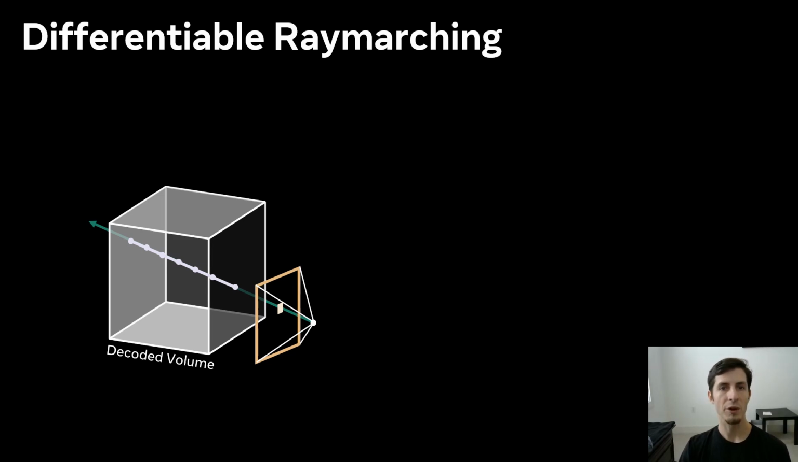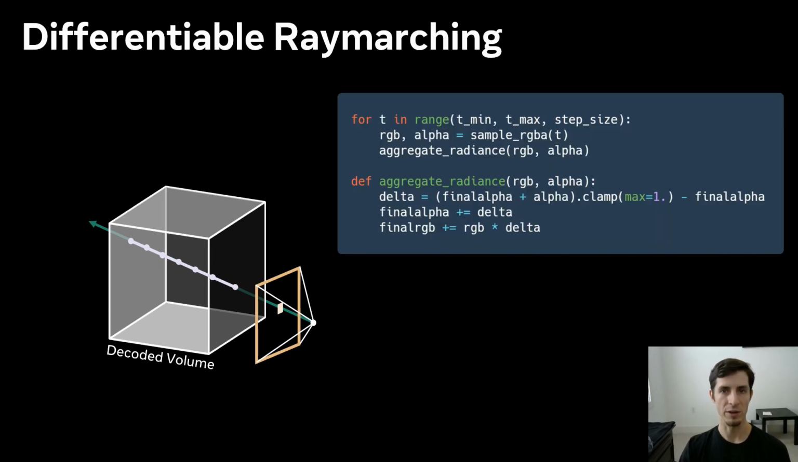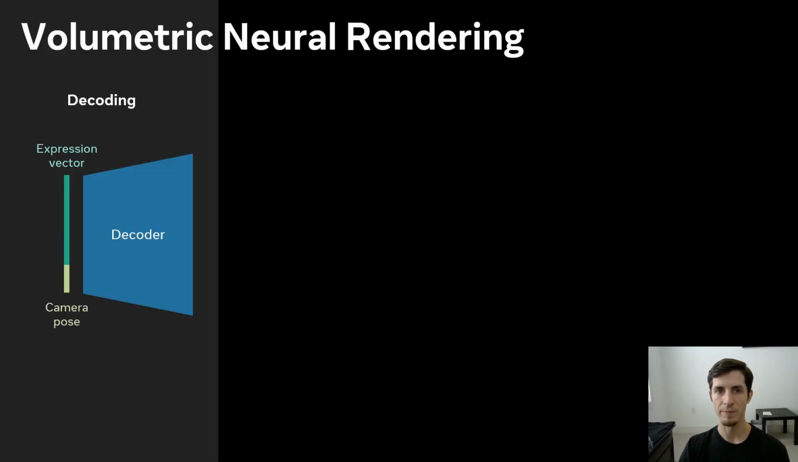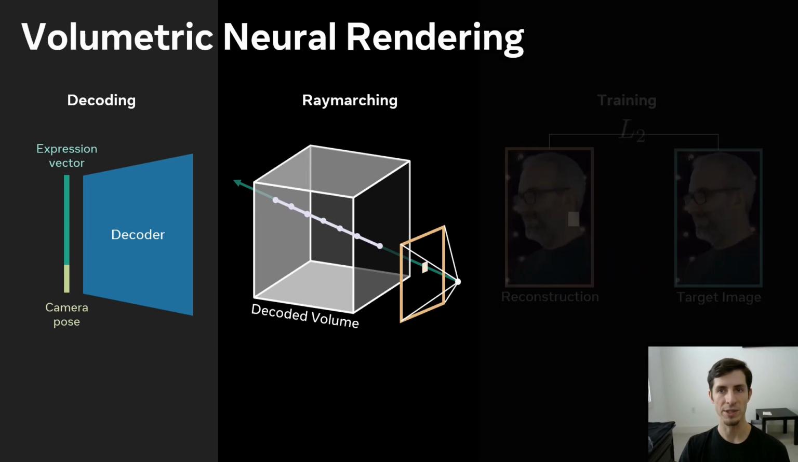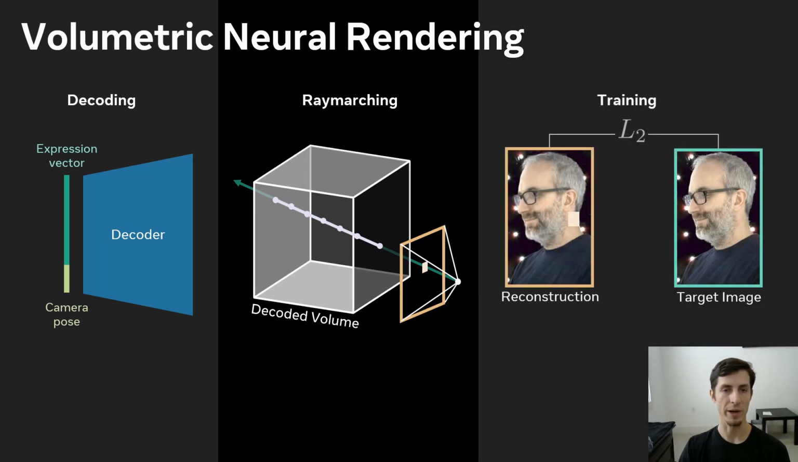Here I'm showing pseudocode for ray marching. A ray is evenly divided into steps, where we sample the volume and aggregate the samples into a final color and opacity. All these steps are differentiable, so the system can be trained end-to-end using only images and camera poses as input, by constructing an L2 loss between the reconstructed and captured images.